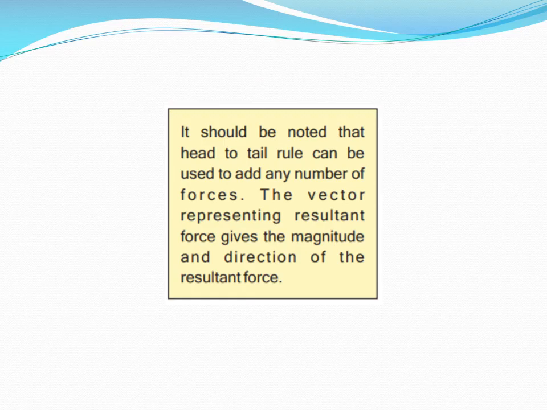Here is a recalling point: it should be noted that the head-to-tail rule can be used to add any number of forces. The vector representing the resultant force gives the magnitude and direction of the resultant force. So we can add whatever number of vectors or forces there are by simply using the head-to-tail rule.